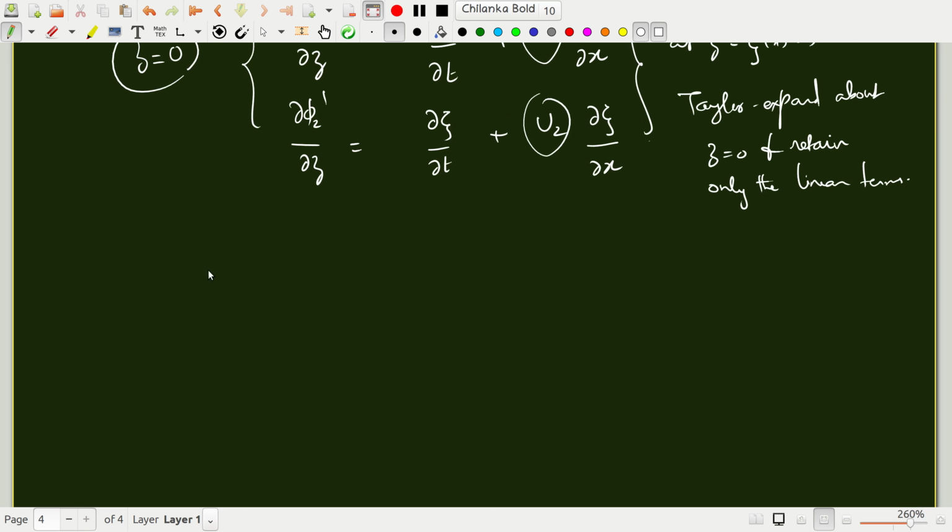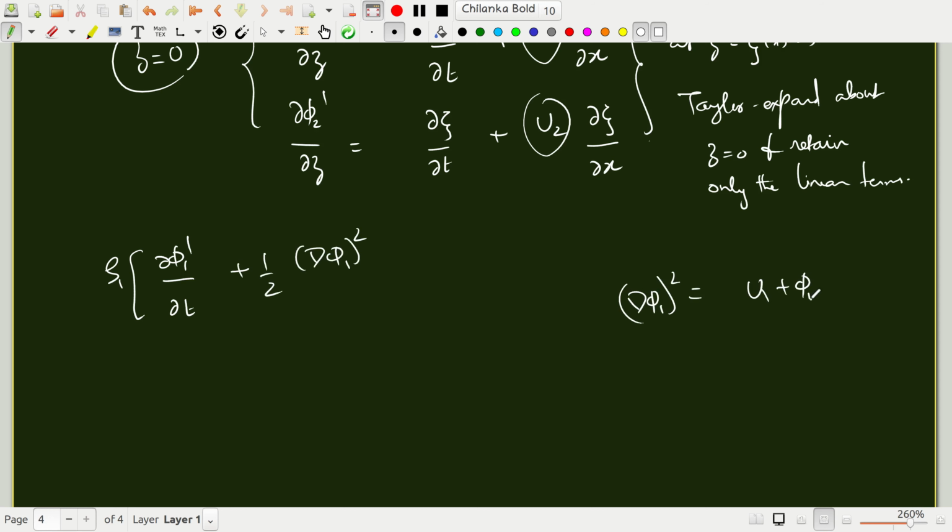Okay. Now, if you look at the normal stress or pressure equality, you'll have rho 1 partial phi 1 prime by partial t. Now you have plus half del phi 1 the whole squared. So let me write this. Del phi 1 the whole squared is nothing but u1 plus phi 1 prime the whole squared. This is half u1 squared plus 2 u1 phi 1 prime plus phi 1 prime squared. This is nonlinear, neglected. This is already cancelled out in the base state, because you had already applied the Bernoulli equation in the base state, so this will get cancelled out. So this 2 will get cancelled out to give simply u1 phi 1 prime.